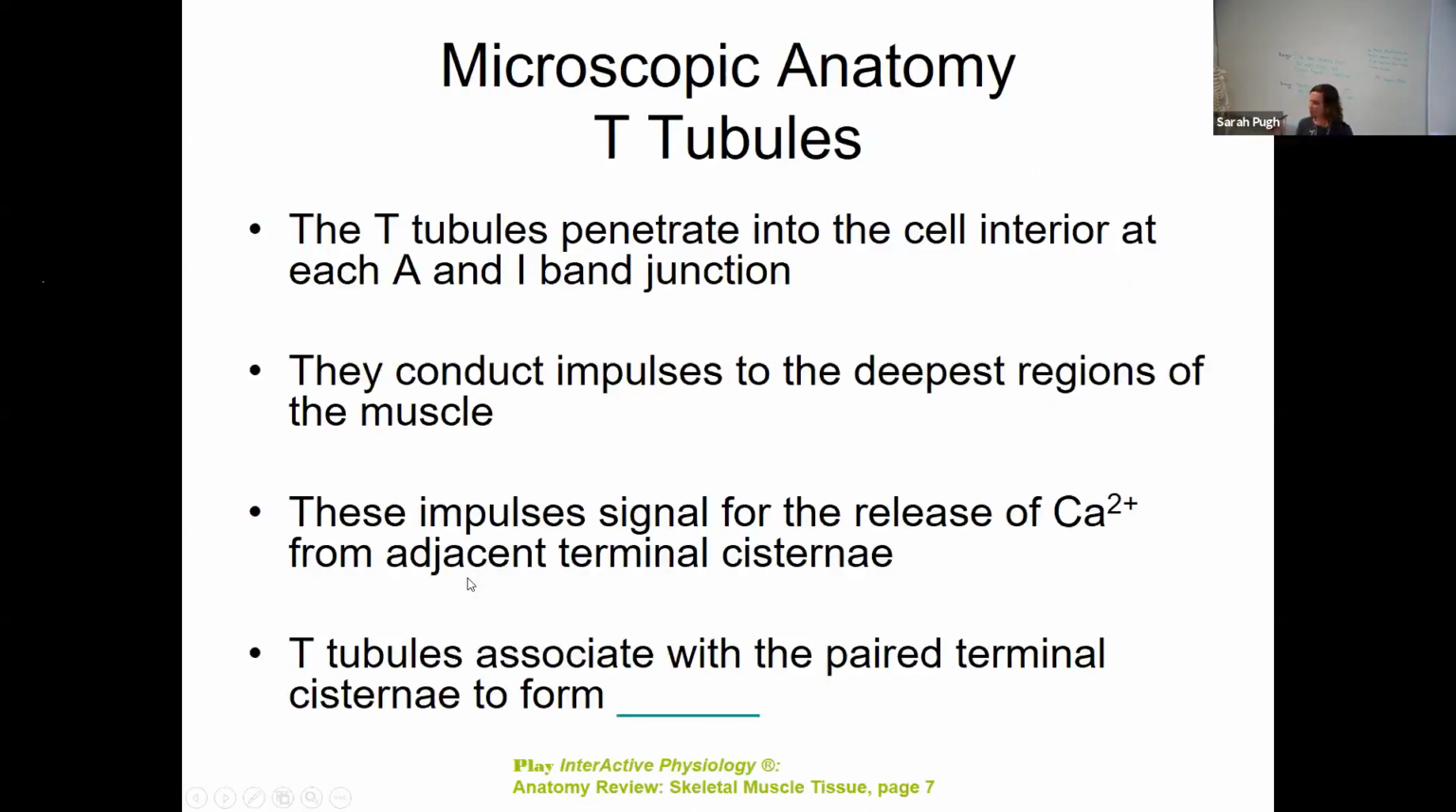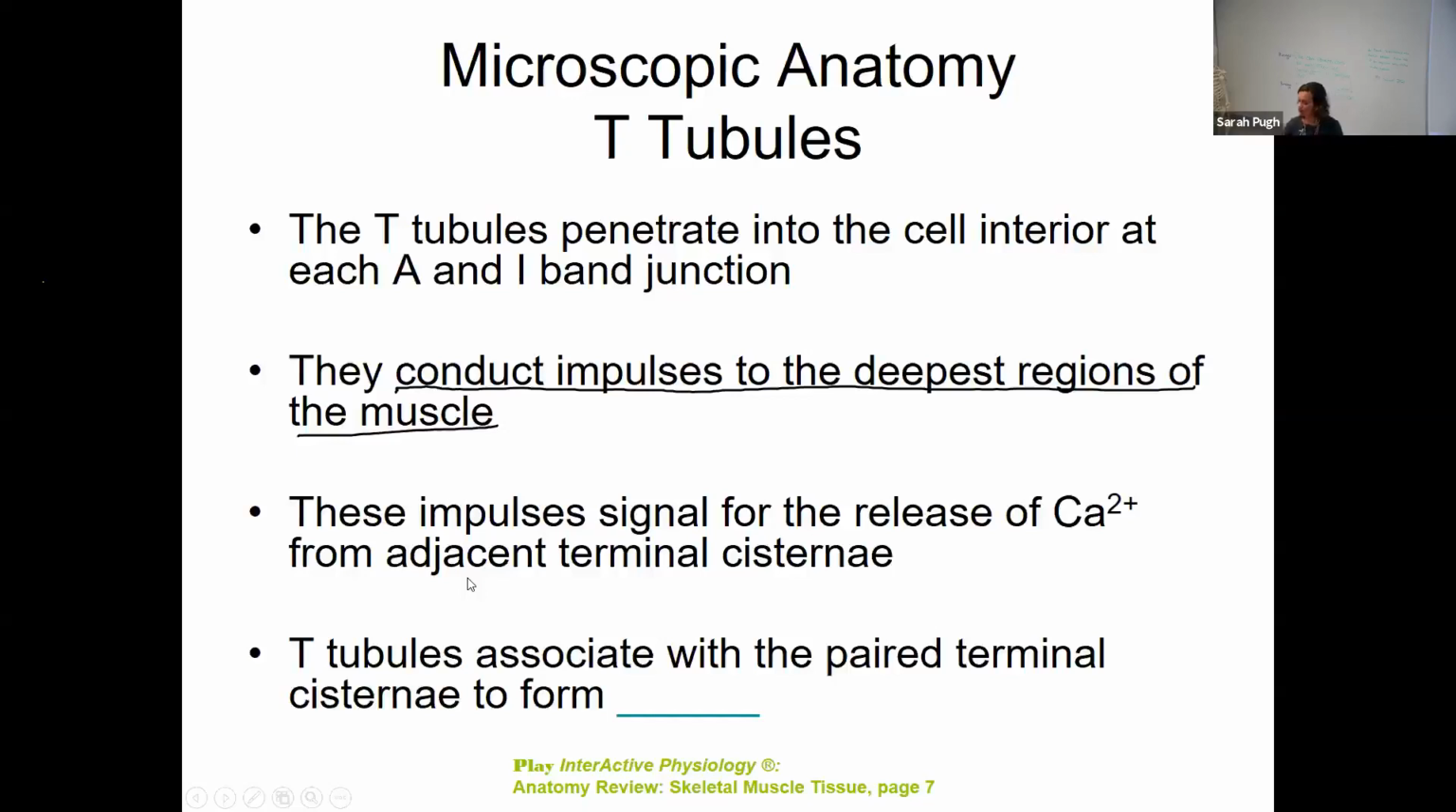And then I also showed you those T-tubules. Remember, your T-tubules are basically portions of that sarcolemma, and these penetrate all the way into that muscle cell. And they'll help to conduct nervous impulses all the way into that cell so that the terminal cisternae know when to release calcium.